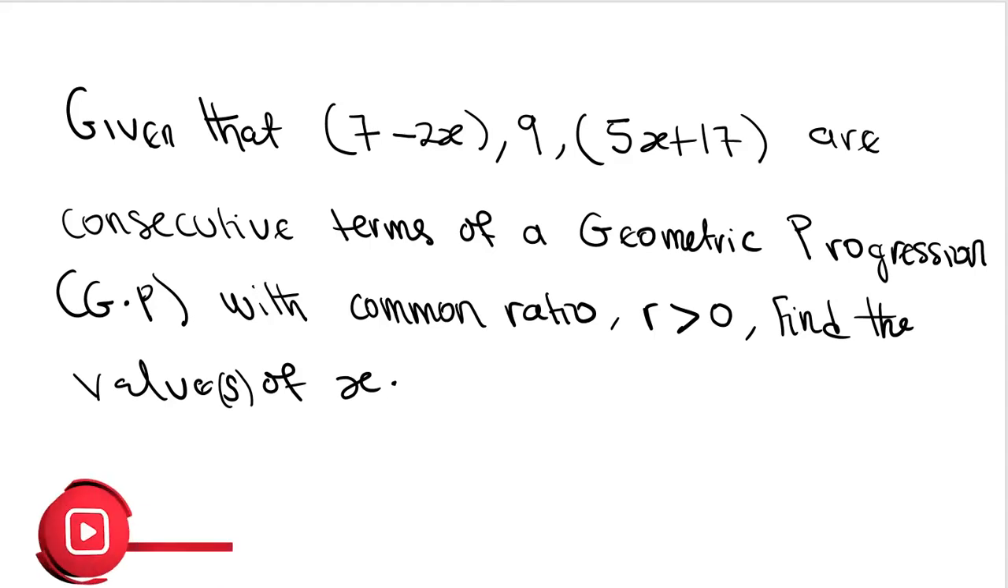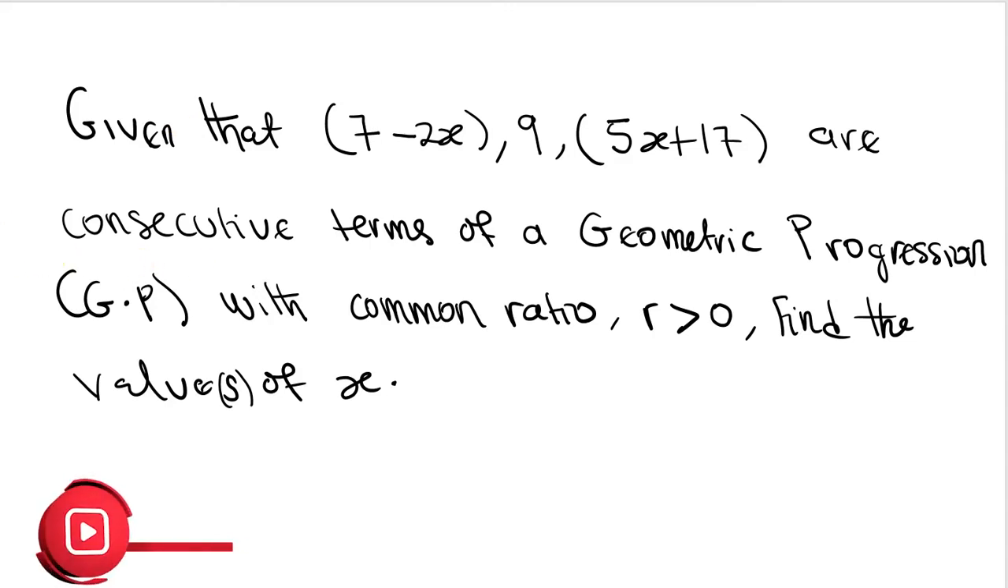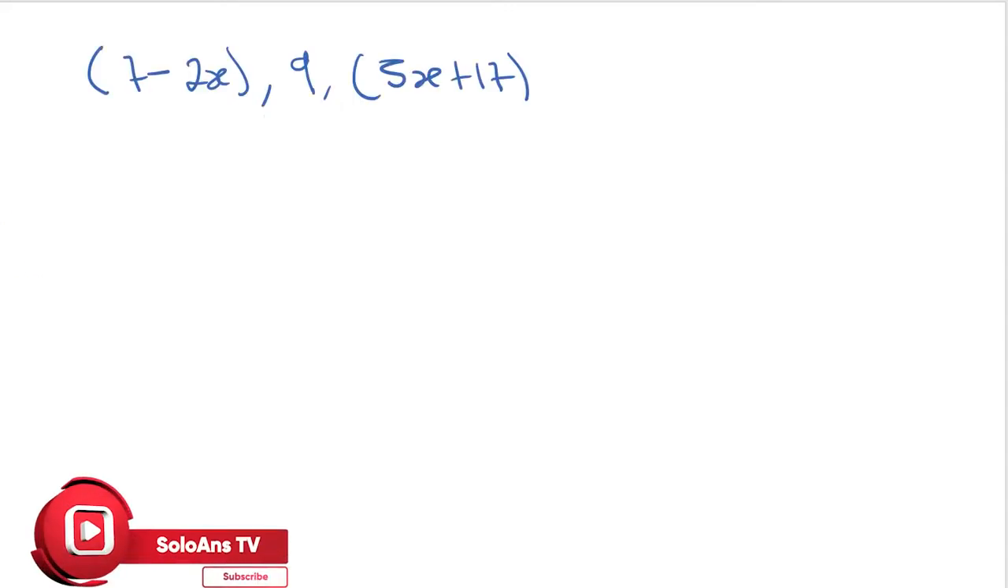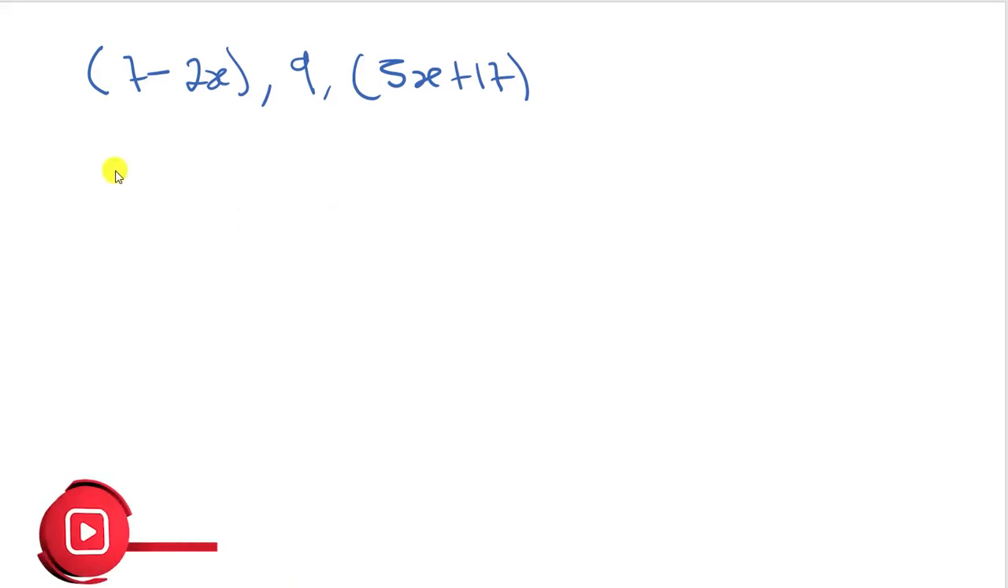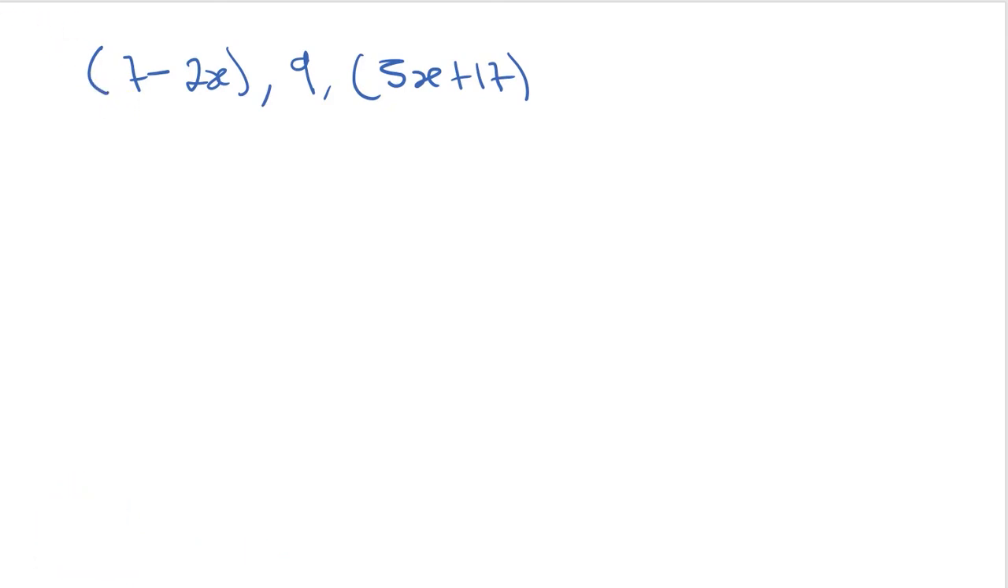Okay, so we want to solve this question today. We have been given some sequence, and the question wants us to find the value for x. So let's start. We have the sequence here: 7 minus 2x, 9, and then 5x plus 17. They are consecutive terms in GP. So this particular term is our first term, that is T1. This particular term is our second term, that is T2, and then this is our third term, that is T3.